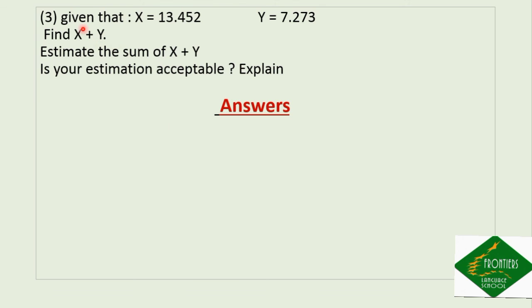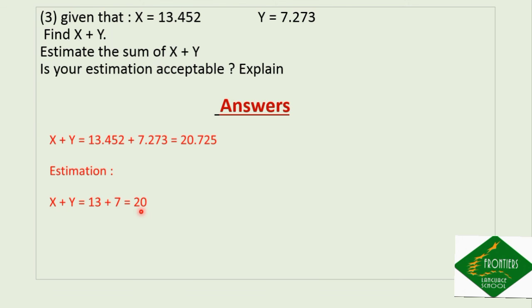Okay, number 3, we are going to explain the estimation. Given that x equals 13.452 and y equals 7.273, find x plus y. x plus y equals 20.725. We are asked to estimate the sum of x plus y. Estimation must be a whole number, so we are going to approximate the numbers to the nearest unit. 13.452: 4 is poor, so it will be 13 as it is. And here 2 is poor, so it will be 7 as it is, equals 20.